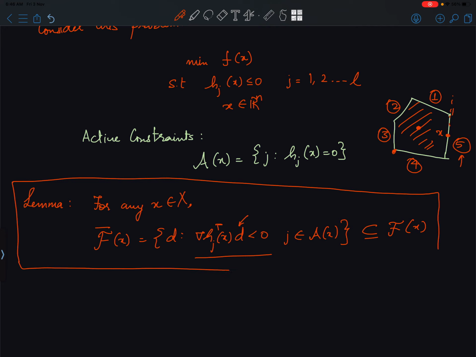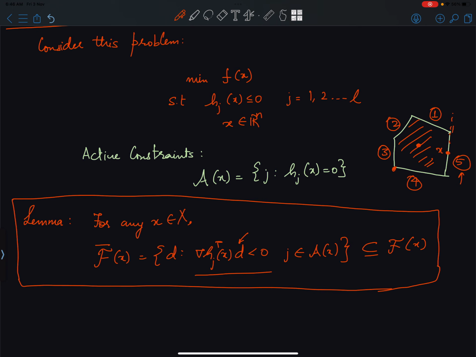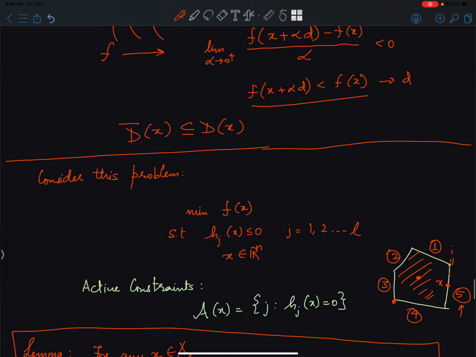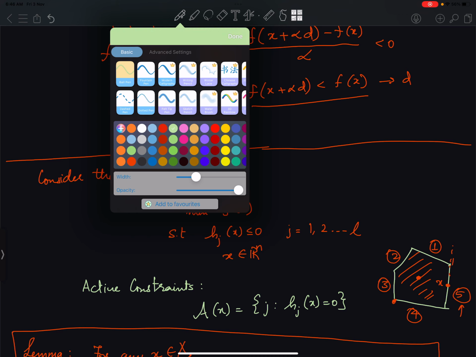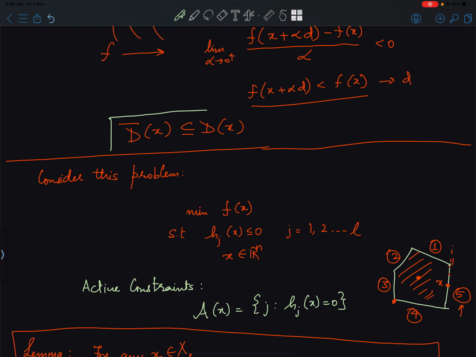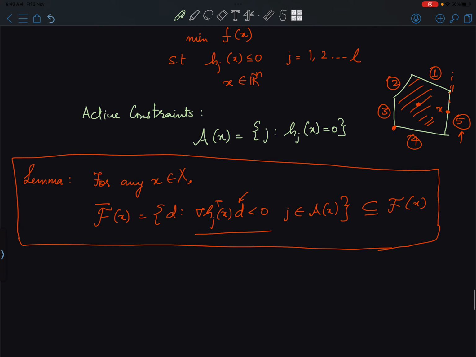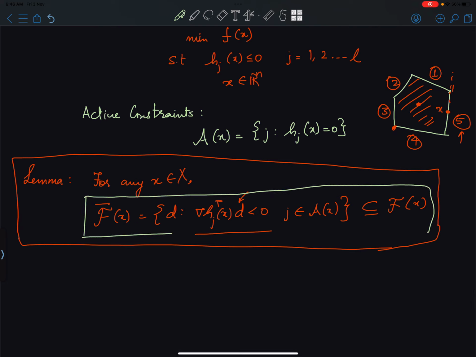So these two sets, basically d bar and f bar, help us to algebraically depict how my d should look, or the feasible and the descent directions should look something similar to this.